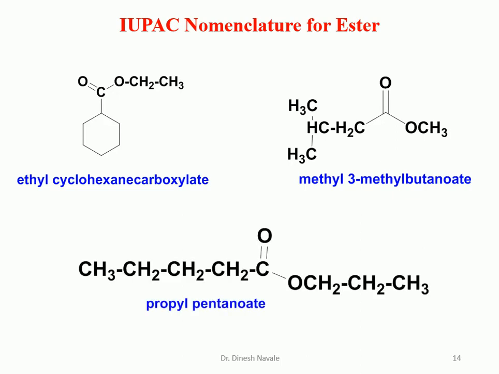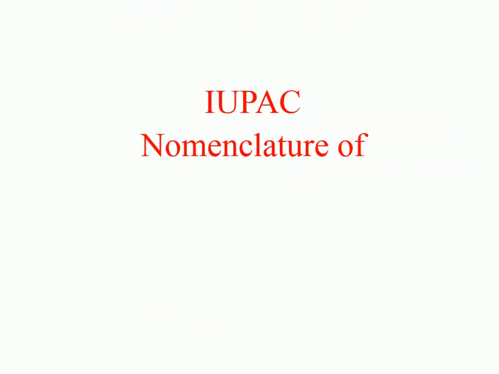Now the alkyl part will be 1, 2, 3, so it is a propyl, and the acid part contains 1, 2, 3, 4, 5 carbons, so it becomes pentanoate. What will the IUPAC nomenclature be? For 3 carbon atoms it is propyl, and this carboxylic acid is the pentanoate. So it is propyl pentanoate. So we have seen some of the IUPAC nomenclature of carboxylic esters.